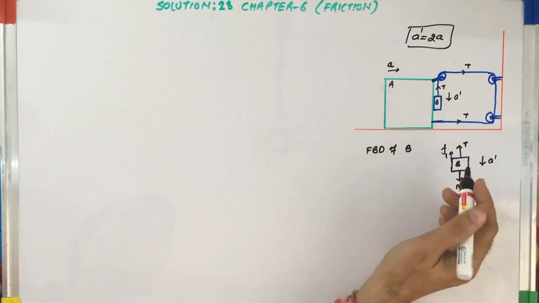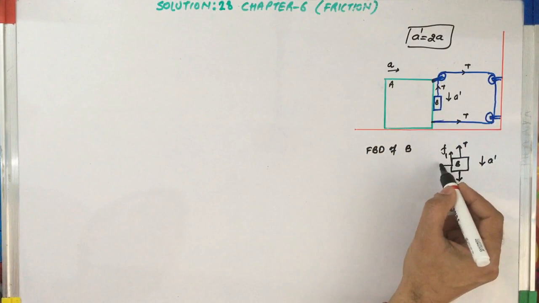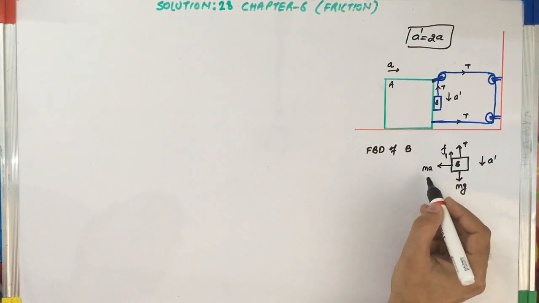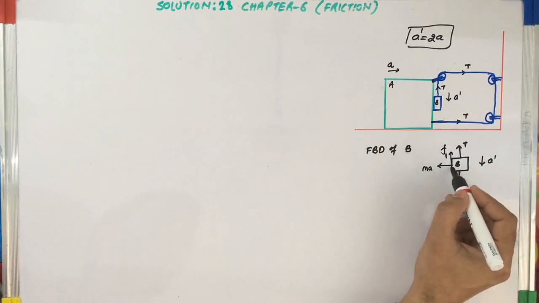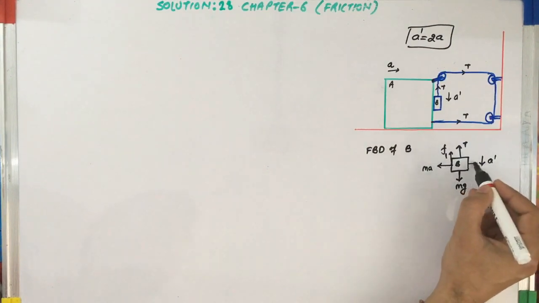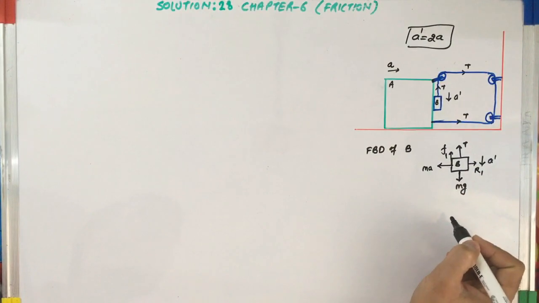So that means there will be a pseudo force which will act on block B in the left hand direction, which is given as MA. Okay. Now there will be a contact force which is equal and opposite to this MA, and that is nothing but the reaction force. So let's say that is R1, right?